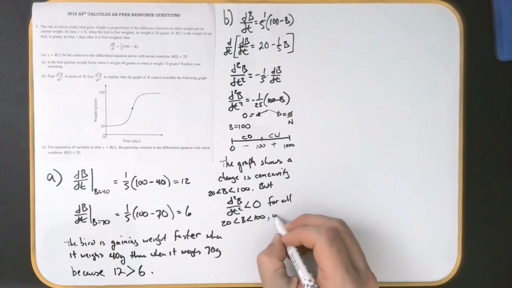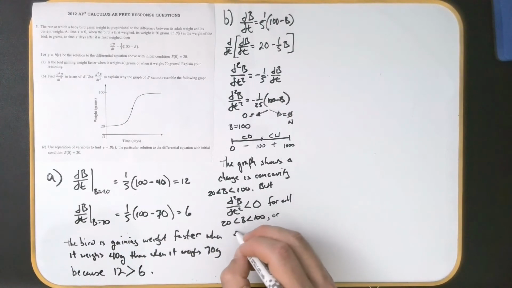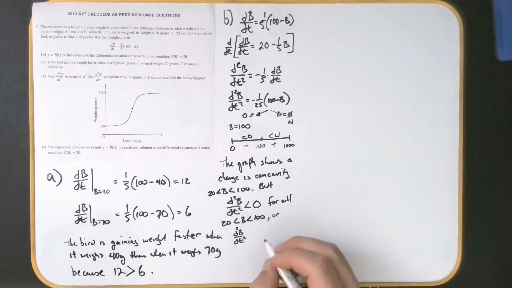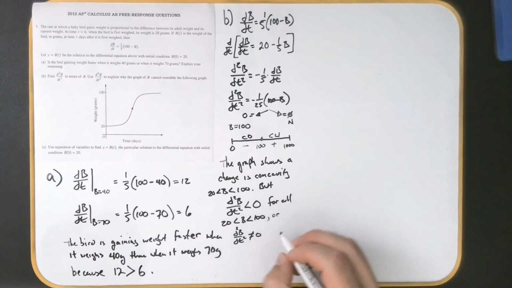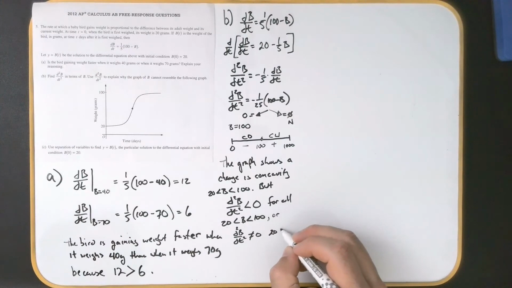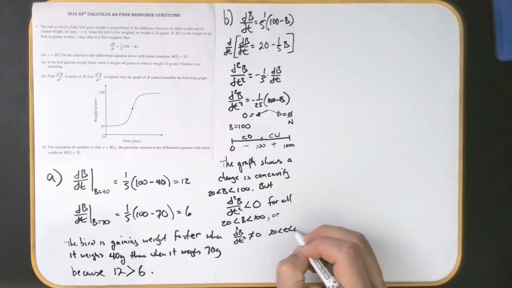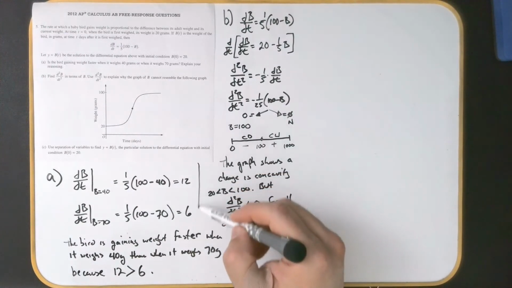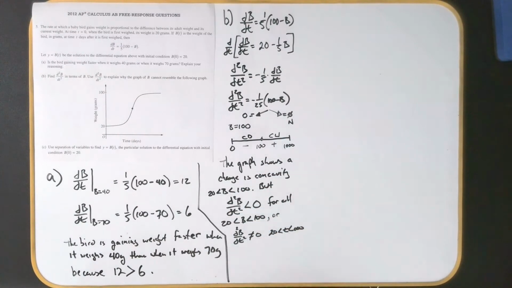Or you could say, d squared b over dt squared does not equal 0 in the interval 20 less than t less than 100. And the graph shows there would have to be one. Okay? That's what you're addressing with that part of the question. Okay? So 2 points for this first part here.